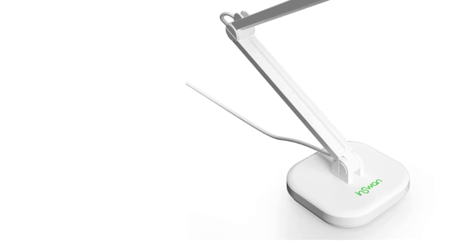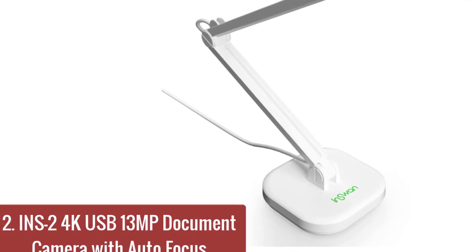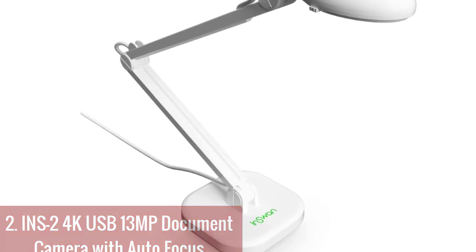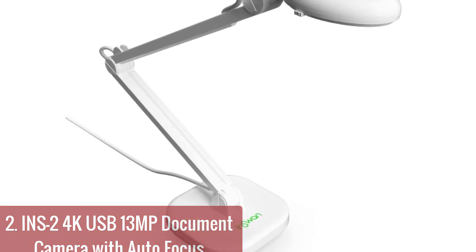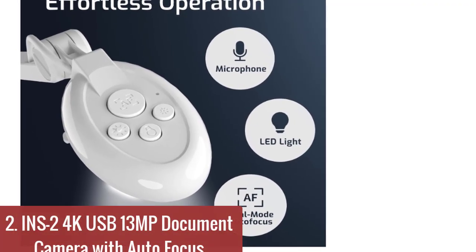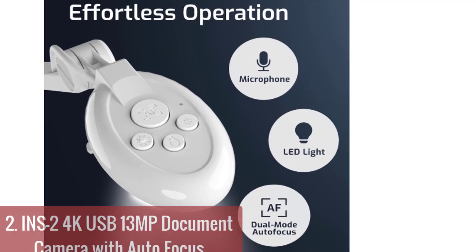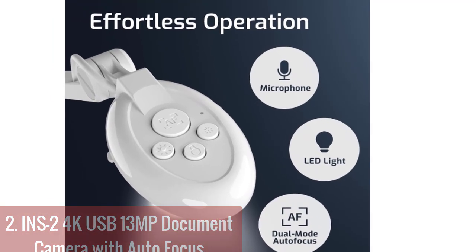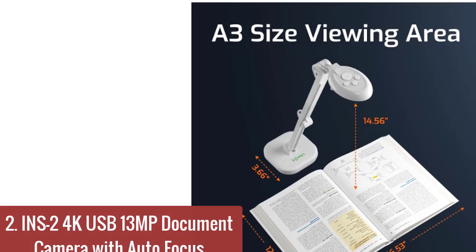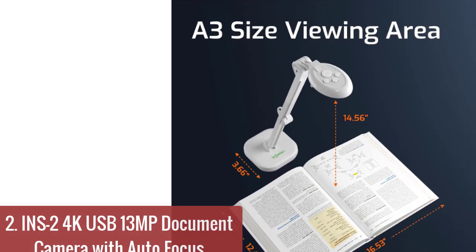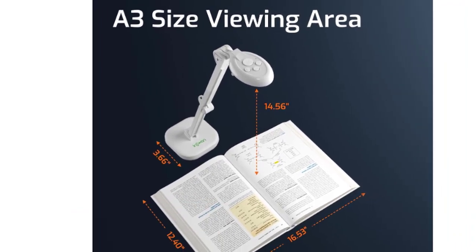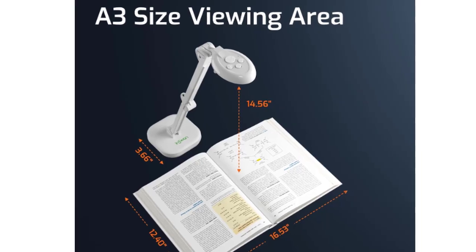Number two. The INS2 4K USB document camera is a mid-range option that stands out for its 13MP sensor and 4K Ultra HD resolution. It offers exceptional image clarity and dual-mode autofocus, making it ideal for capturing detailed visuals in art classes or presentations. The compact base design and multi-joint arm provide flexibility in positioning, allowing users to capture A3 size documents and objects effectively.